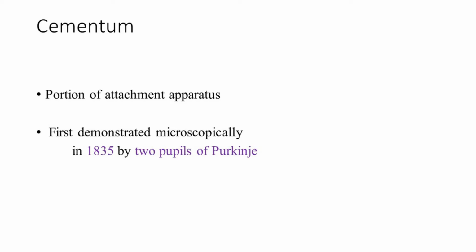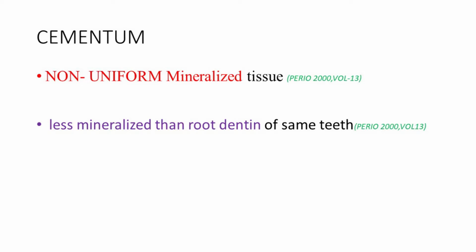You all know the cementum is a portion of the attachment apparatus. So it is one of the components of the periodontium. It was first demonstrated microscopically by pupils of Purkinje in the year 1835. It is a non-uniform mineralized tissue. When you compare with the root dentin of the same tooth, the cementum is less mineralized than the root dentin.